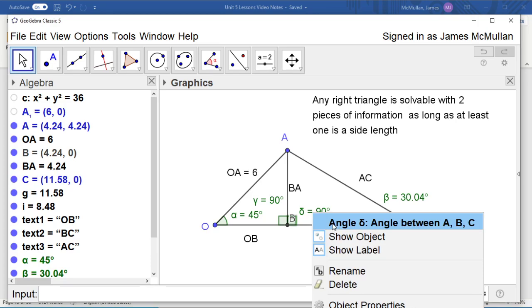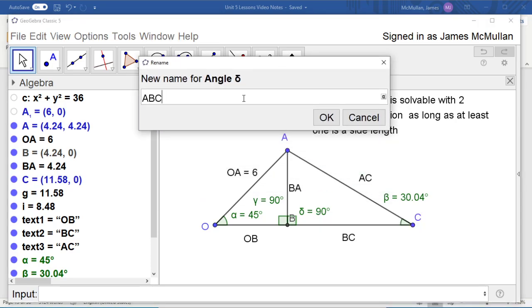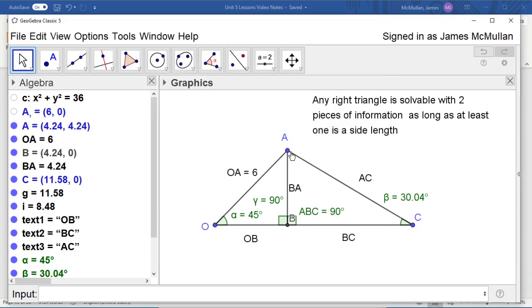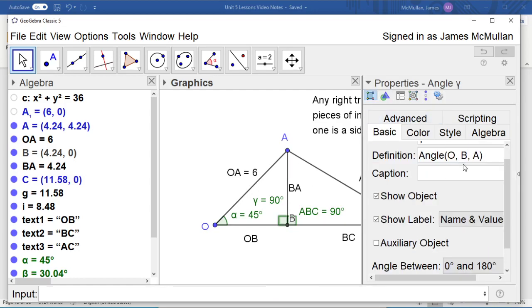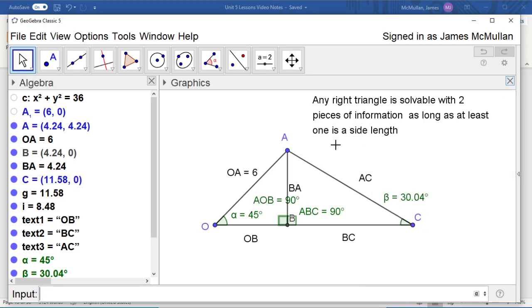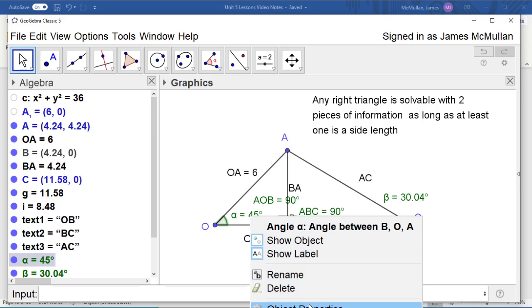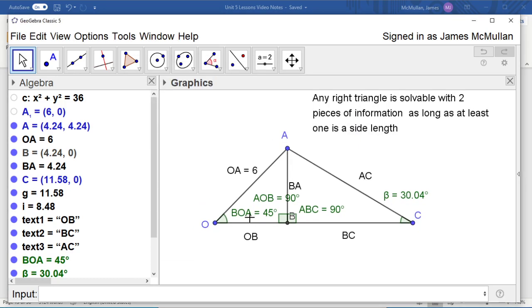And again, probably want to rename these angles so that they make a little bit more sense. I'll call this angle ABC because it joins A to B to C. And I'll call this angle here OBA, or AOB, I guess. Okay, I'll rename this angle in the corner. I could just call this angle O because of where it is, but just to be clear, I'll call it angle BOA. Okay.